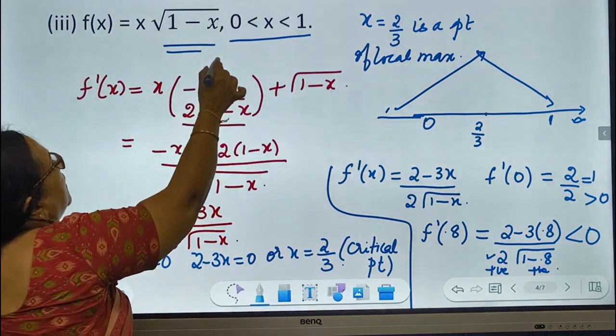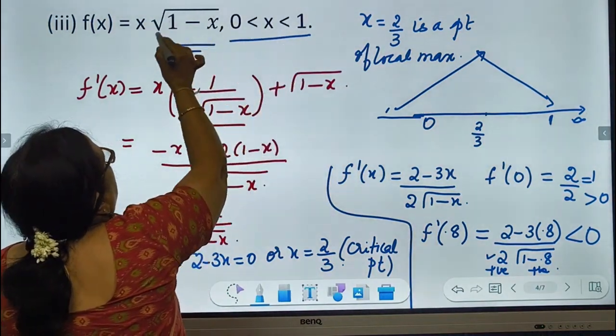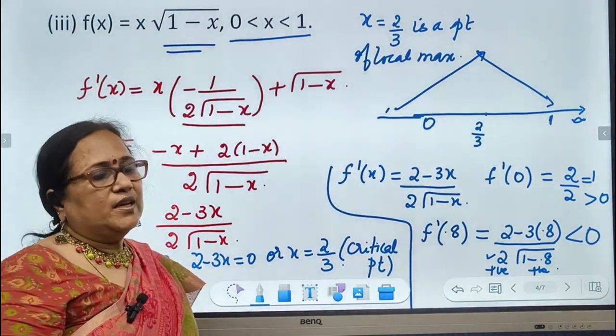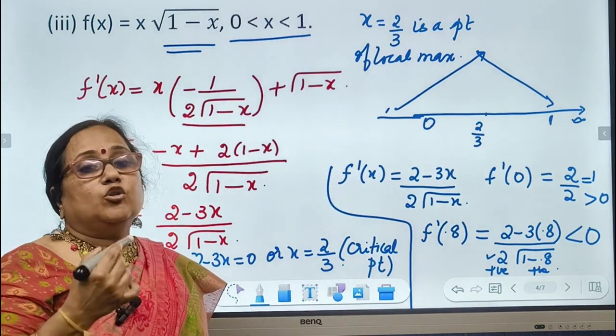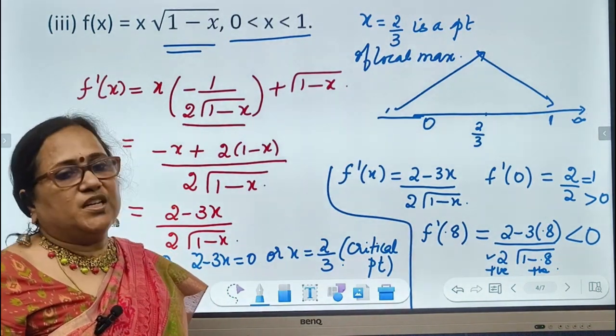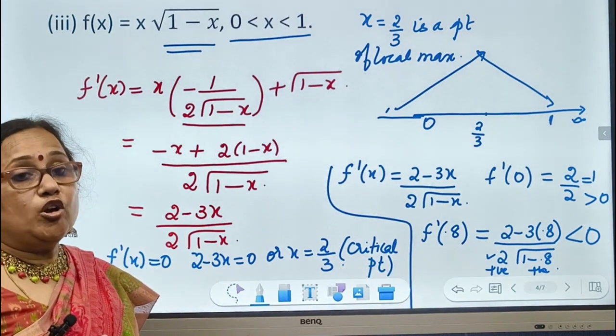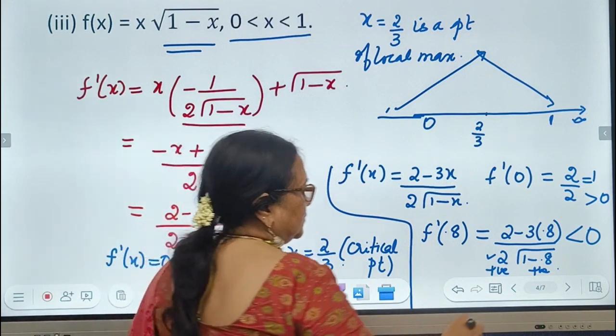This function is defined between 0 to 1, x into root of 1 minus x. We see that to the left of 2 by 3, the function is increasing, and to the right of 2 by 3, the function is decreasing. So x equal to 2 by 3 is a point of local maxima.